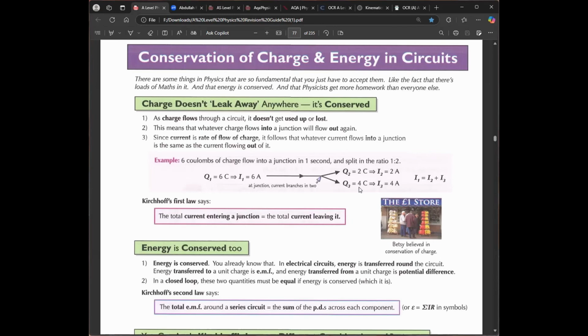So there's no loss of charge. Electrons cannot completely disappear or anything. So that's Kirchhoff's first law.